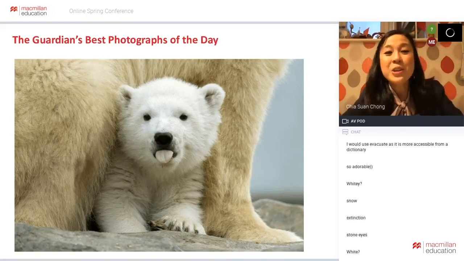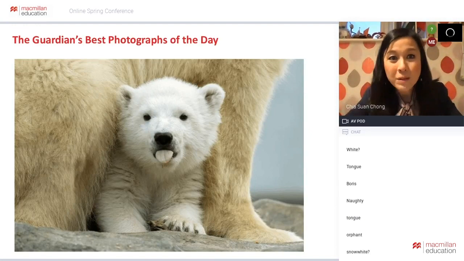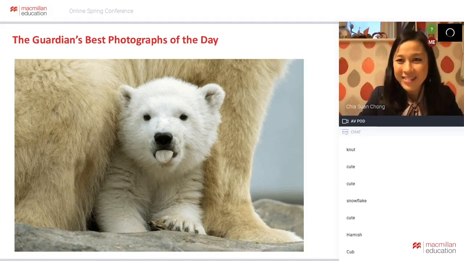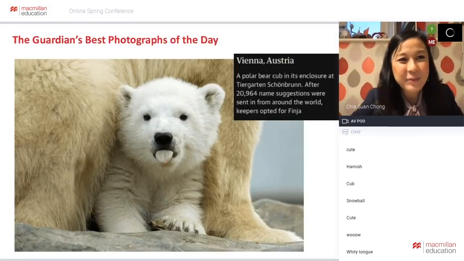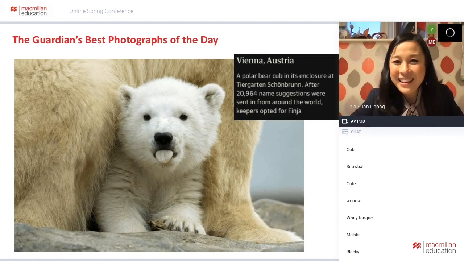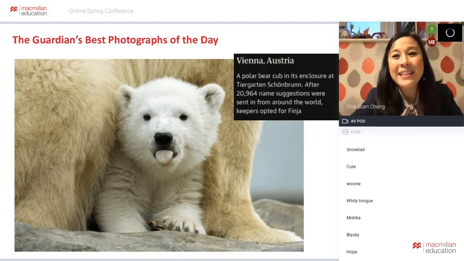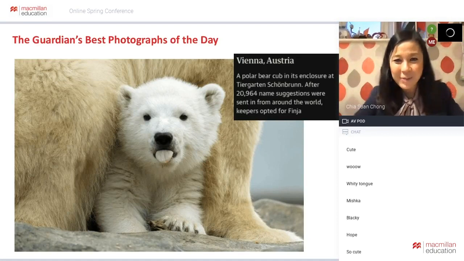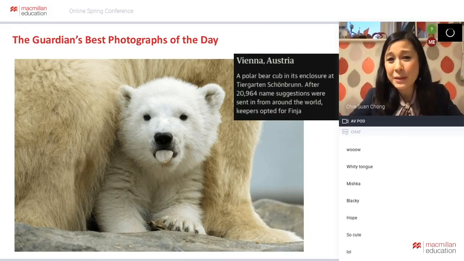Snow Whitey. What was interesting about this was they opened the naming of the polar bear to the public, and they collected votes from the public as to what they should call this polar bear. And here you go, a polar bear cub in its enclosure in Tiergarten. After more than 20,900 name suggestions were sent in from all over the world, they went for the name Finja. I'm assuming that's how you pronounce it, Finja. And that is the name for this cute little baby polar bear.